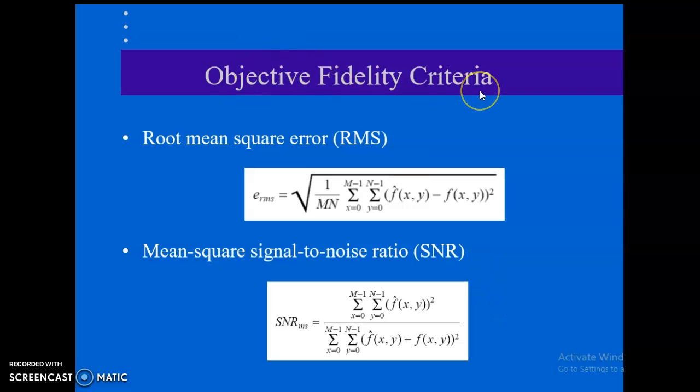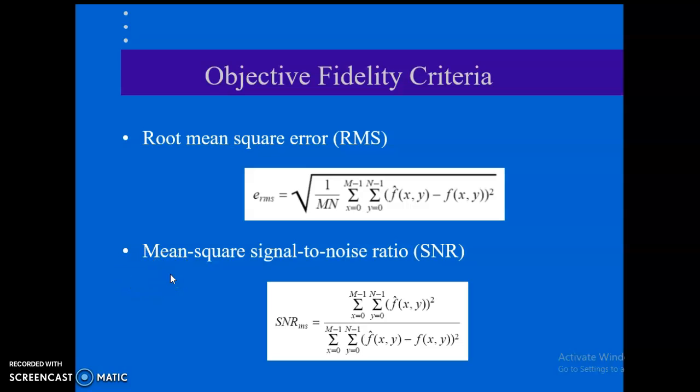Objective fidelity criteria. Root mean square error, short form RMS. We know this already. E_RMS equals the root of 1 by mn, summation over x equal to 0 to m minus 1 and summation over y equal to 0 to n minus 1 of (f cap of x comma y minus f of x y) whole squared. This is the root mean square, RMS.